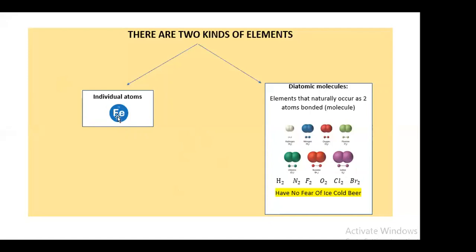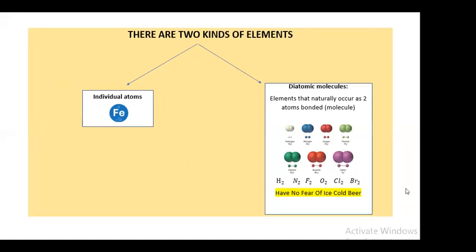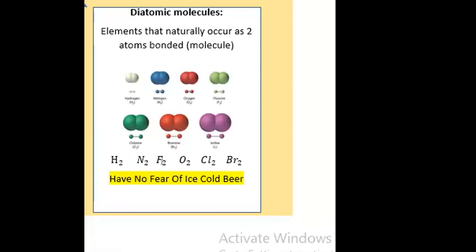So who can tell me what Fe is? What's the name for the symbol Fe? Good, Christopher. Iron. So iron exists on its own, right? But if we look at other elements such as hydrogen, nitrogen, fluorine, oxygen, chlorine, and bromine, all of those exist as 2 atoms bonded together. So if you had a random hydrogen atom floating in the air, it's never going to exist as 1 atom at a time. It's always going to exist as 2 atoms at a time, right?